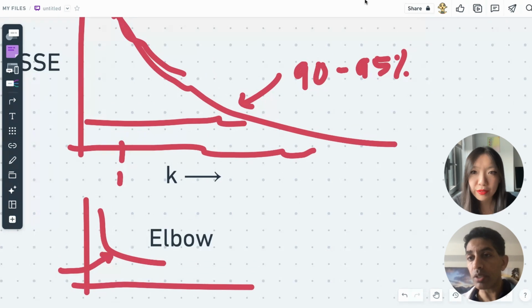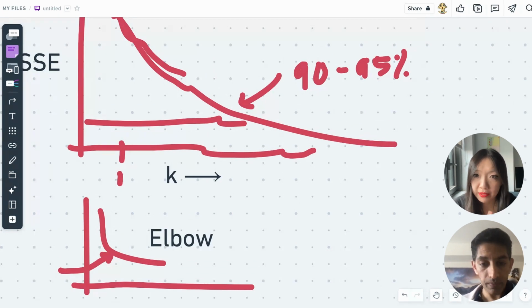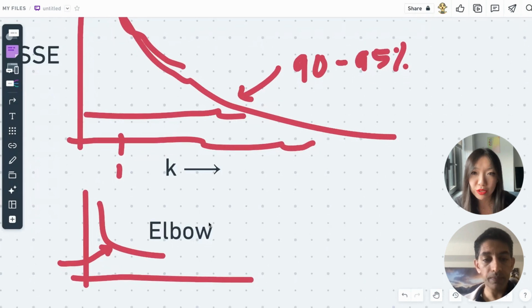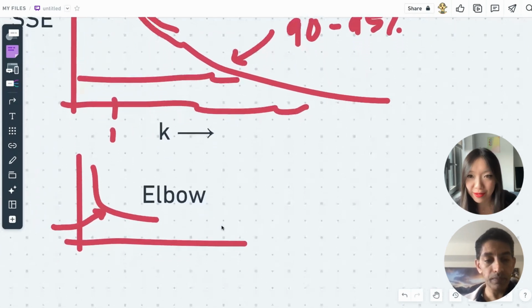I believe you had a question. Yeah, so I was just restating: it seems like the elbow just marks the point at which you start getting less and less marginal utility from increasing the K, right?